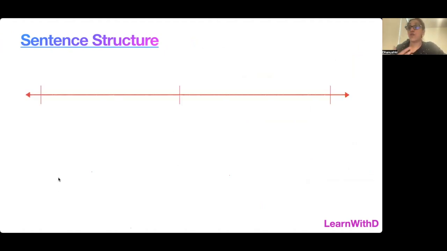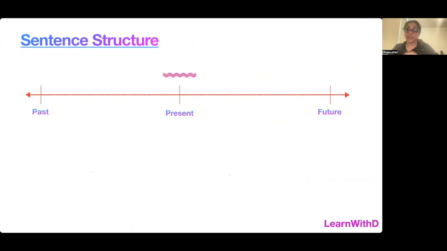So, how do we write a present continuous sentence? If you watched my videos before, you know what this is. Yes, it is a timeline. So we have the present, which is now, the future, and the past. So where does the present continuous fit?